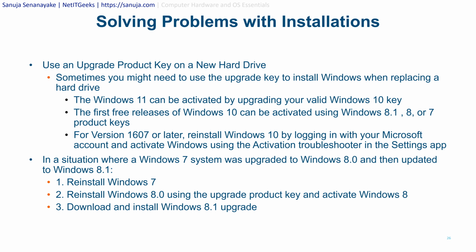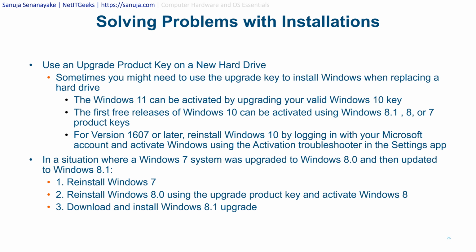Microsoft allows that. You basically need to make sure that you have your Windows 10 key available to you, and you can download a fresh copy of Windows 11 and install it and upgrade it using that. The first free release of Windows 10 can be activated using Windows 8.1, Windows 8 or Windows 7 product keys.